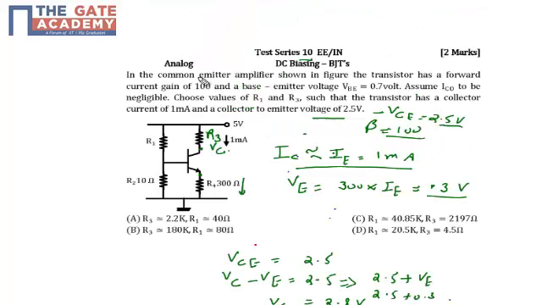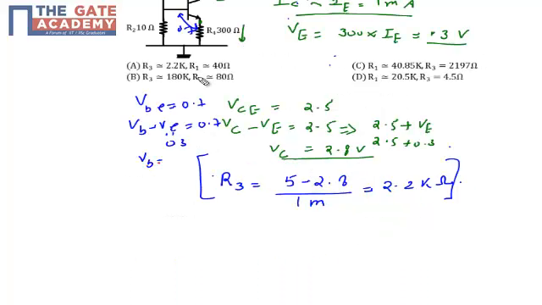Next thing, we know that our base to emitter voltage is 0.7, right? Similarly, my VBE is 0.7. VBE is basically VB minus VE, which is 0.7. We know VE, which is 0.3. It means that my VB will be equal to 0.7 plus 0.3, which is 1 volt. So my VB is 1 volt.